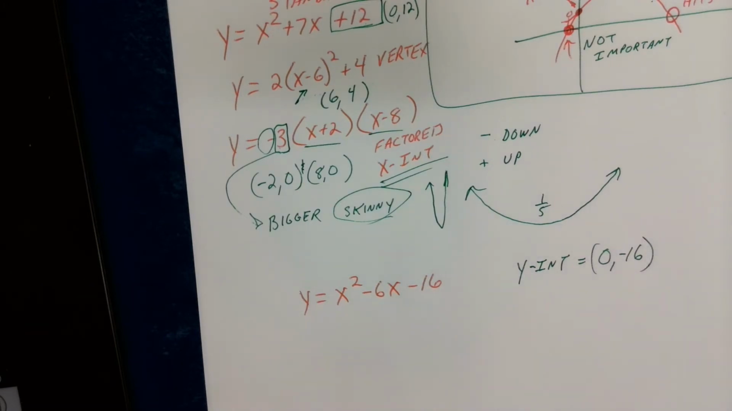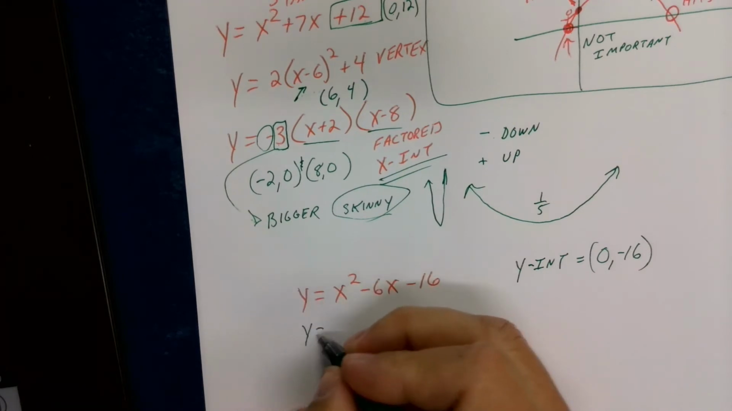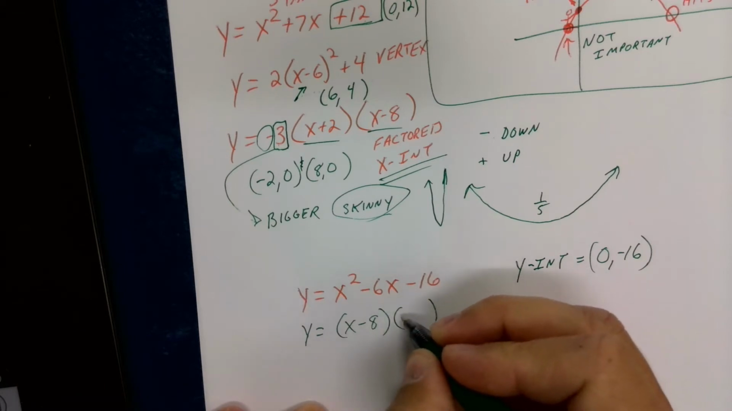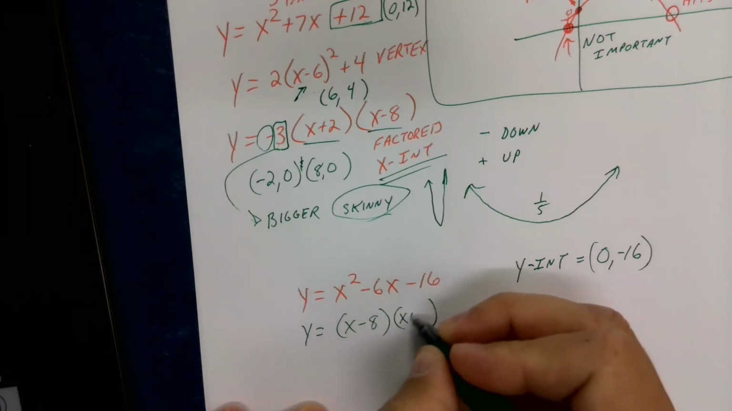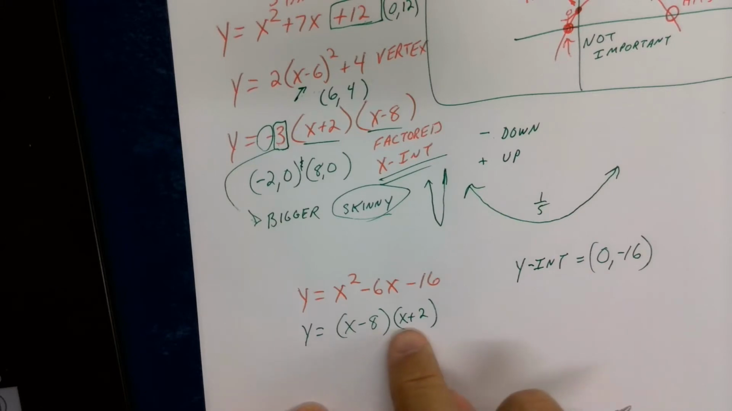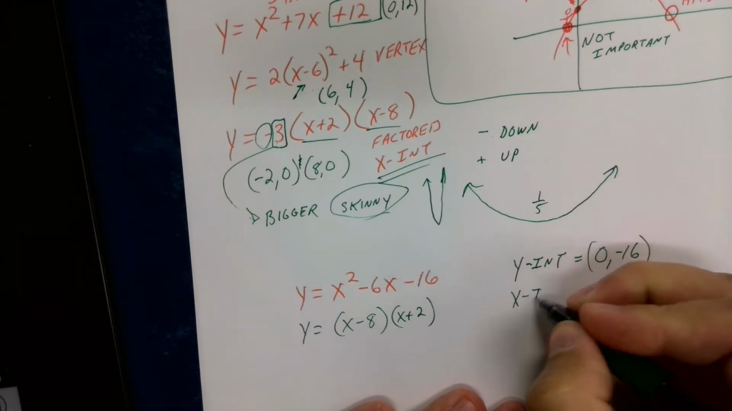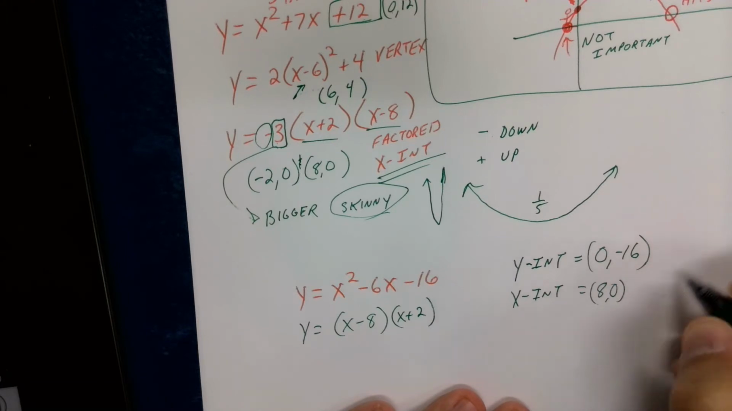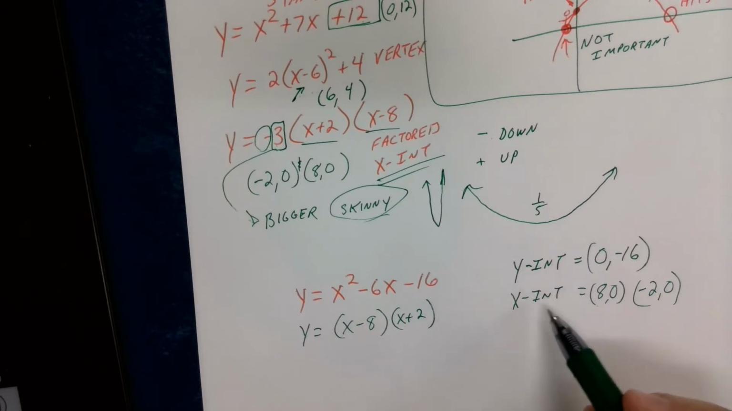And some of you go, hey, I remember we've worked on some factoring things, so I could rewrite this as y equals x minus 8, times x plus 2. You're like, oh yeah, negative 8 and positive 2 gives me negative 6. Awesome. And negative 8 times 2 gives me negative 16. So if I can write it in this, that's x-intercept or factored form, which means the x-intercepts are 8, 0, and negative 2, 0. So now I know not only where it crosses the y-axis, I know where it crosses the x-axis.